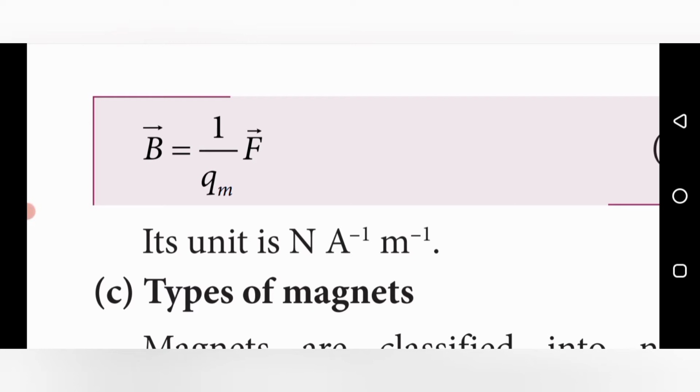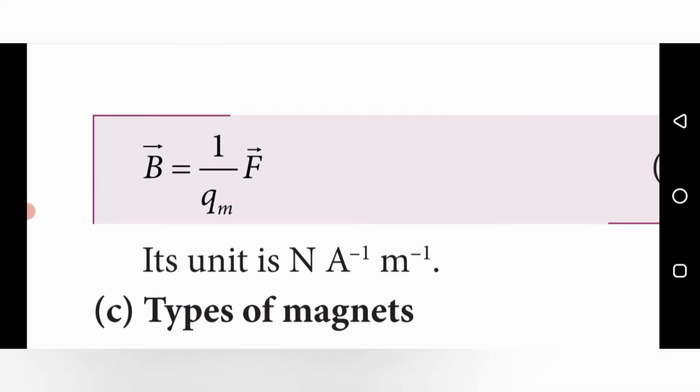The magnetic field is a region around every magnet, where another magnet is kept in that region. So B is equal to F by QM. This is the expression for magnetic field. B is the magnetic field and F is the force influenced by the other magnet, divided by any one of the pole strengths. So this is called magnetic field.